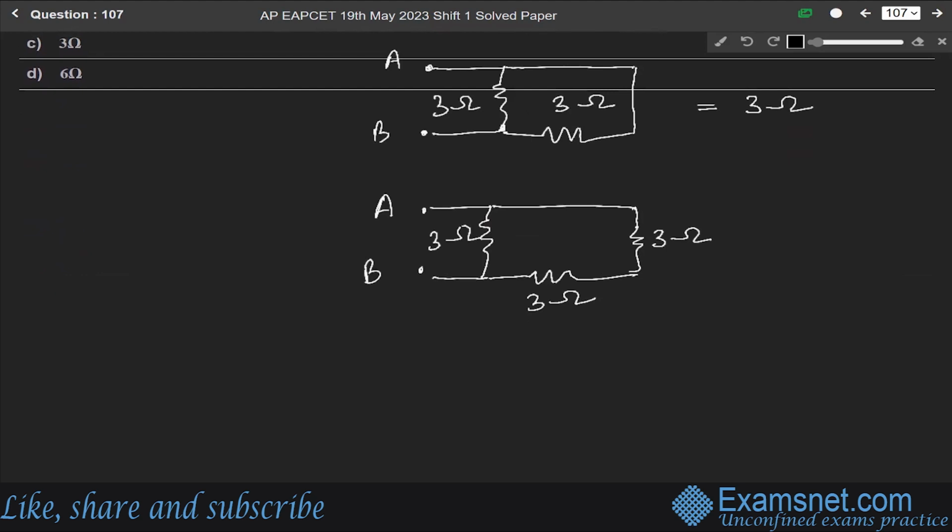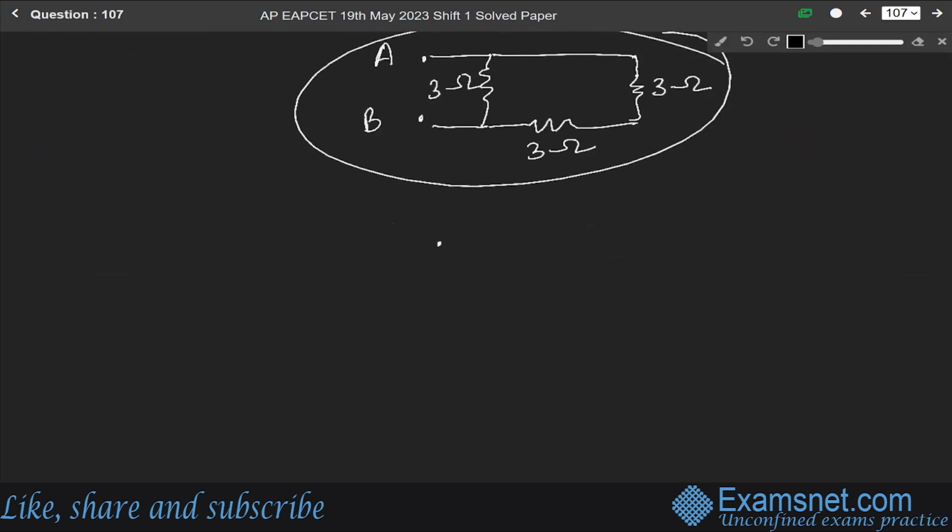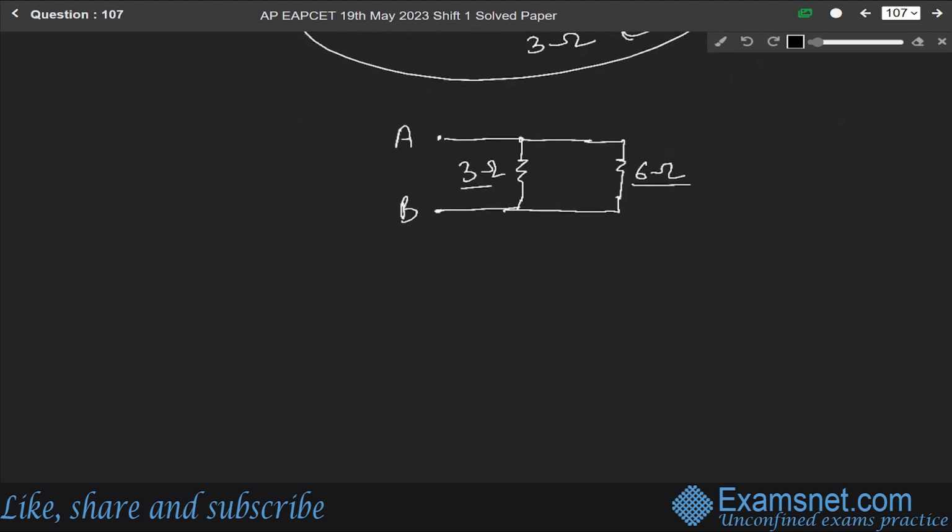So in place of these 3 ohm, 3 ohm, 6 ohm, we are writing this 3 ohm. Now solving this circuit, this is point A, this is 3 ohm, this is point B. Since these are connected in series, we can write 6 ohm here. Now these 6 ohm and 3 ohm are connected in parallel. So the resistance between A and B is equal to 6 into 3 over 6 plus 3. 6 3s are 18, 6 plus 3 is 9, 9 2s are 18. So our final resistance is 2 ohm.